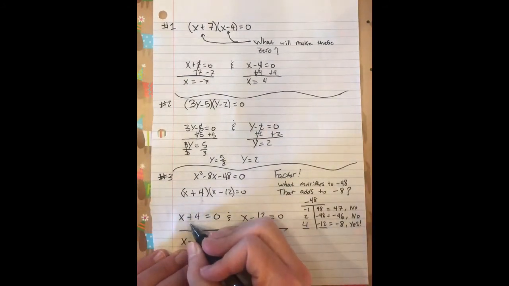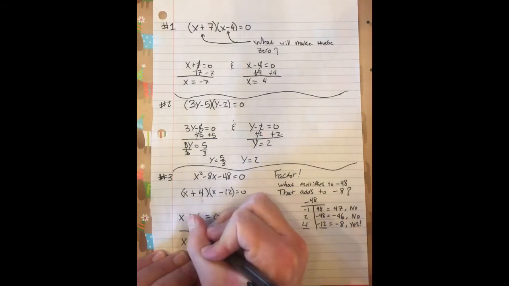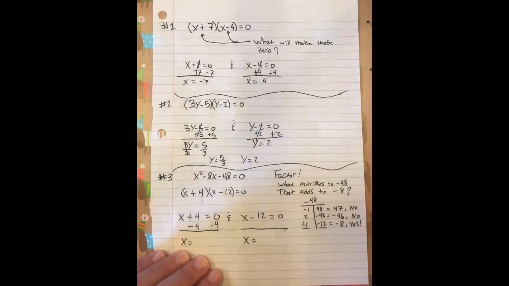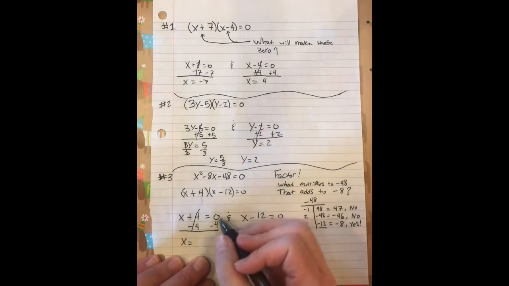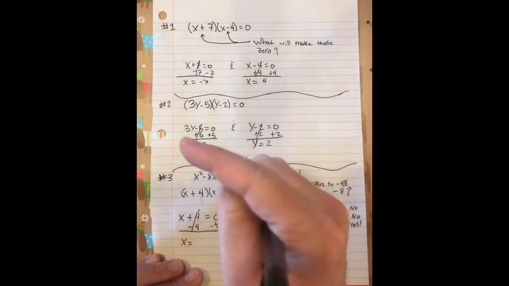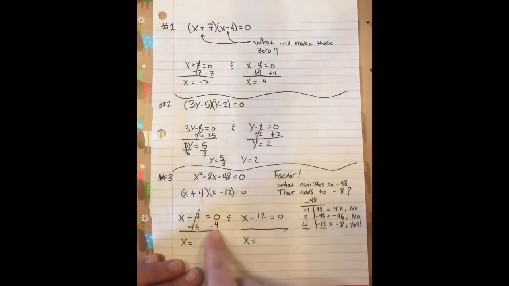What's the opposite of a positive 4? A negative 4. What I do to one side, I need to do to the other side. That cancels that. I brought my x down and my equal sign down. What is 0 minus 4? If you have 0 and you go that way 4 units, you're going to land at negative 4.